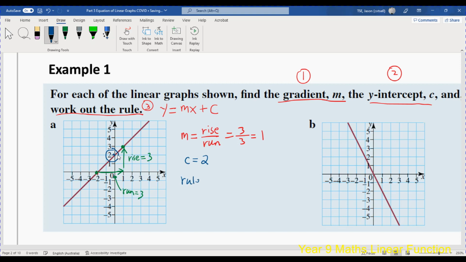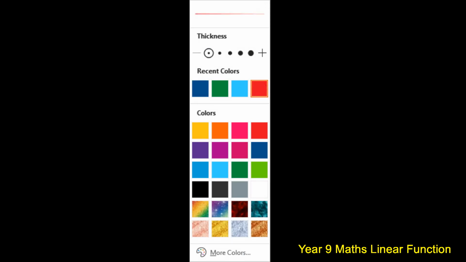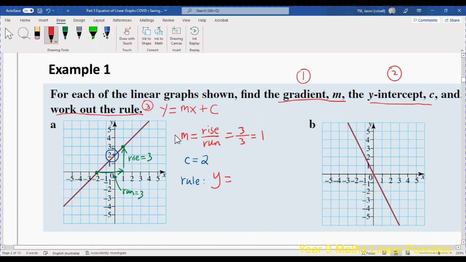All right. So how about the rule? So our rule will be y equals m, which is 1, times x. Do I need to write the times? Possibly just for this time. 1 times x, because gradient is 1, plus y-intercept c equals 2. Okay, so of course, 1 times x, we can simplify that by writing just x plus 2. So here's the rule. It's done.